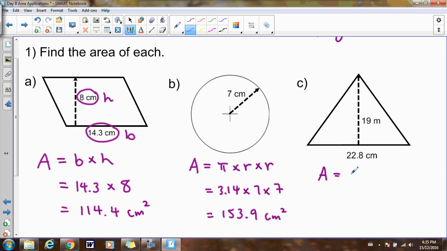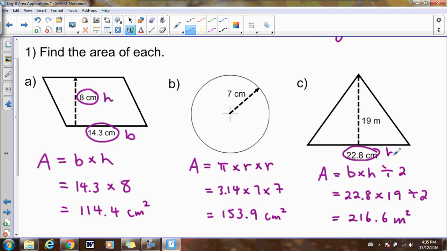Just like the parallelogram, we have to do base times the height, but this time we have to divide it by 2. Okay? So we're going to have 22.8 multiplied by 19 divided by 2. You get 216.6 meters squared. Once again, remember, this number here is the base, and this number here is the height.